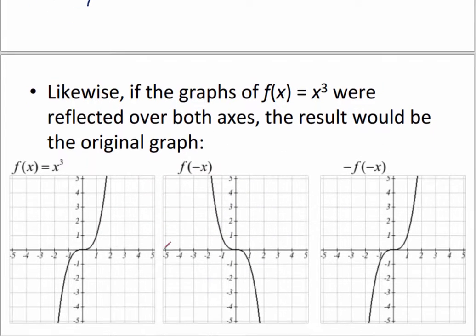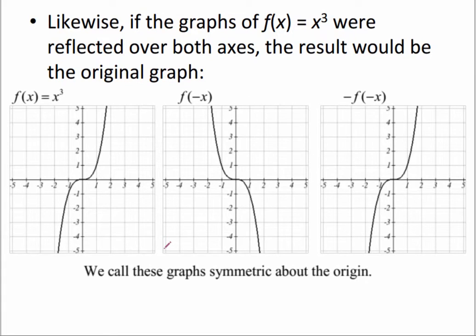Now, similarly, the function f of x equals x cubed also exhibits a type of symmetry. In this case, it's reflected not only across the x-axis, but also across the y-axis. So if I take my stock function, f of x equals x cubed, and reflect it across the y-axis, I take this point and move it over to here, this point over to there, and so on. Then notice I end up with f of negative x. In other words, that's reflected across the y-axis.